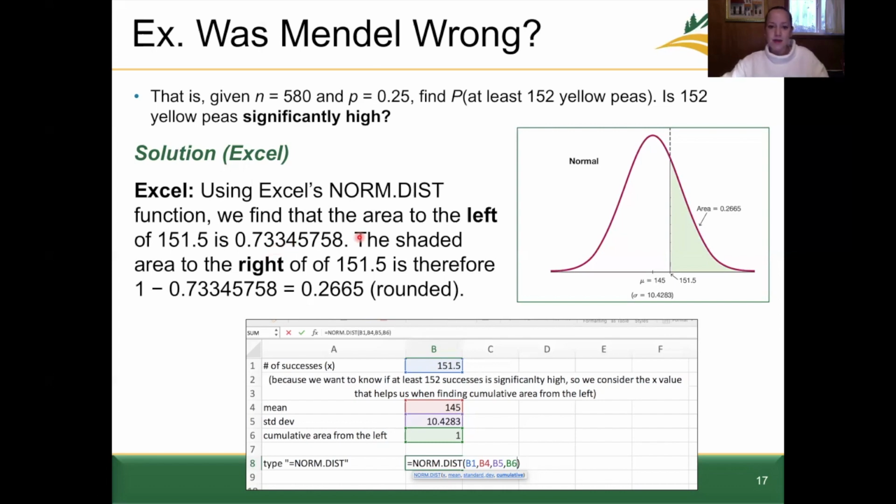Because Excel and table A2 are always referenced as the cumulative area from the left, then we know this is my answer. That's the cumulative area from the left. We don't want this though, right? We want the cumulative area to the right of that line, where the line is at X equal to 151.5. So to find our true answer, we take 1 minus this value, which is 0.2665. That's our final answer. That's our cumulative area to the right of this line of 151.5.